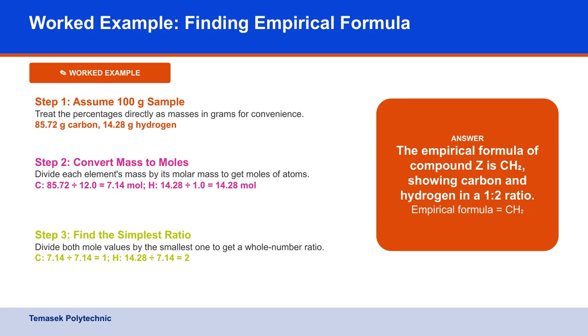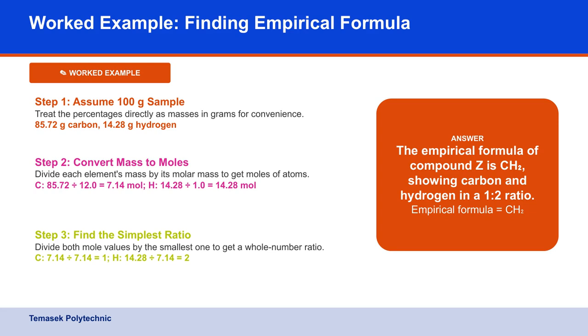Here is your chance to attempt this before I walk you through it. Pause now and see if you can determine the empirical formula of compound Z, which contains 85.72% carbon and 14.28% hydrogen by mass. Let us work through it together. In step 1, we assume a 100-gram sample. This is a classic trick. It lets us treat percentages directly as grams, making the math much cleaner.